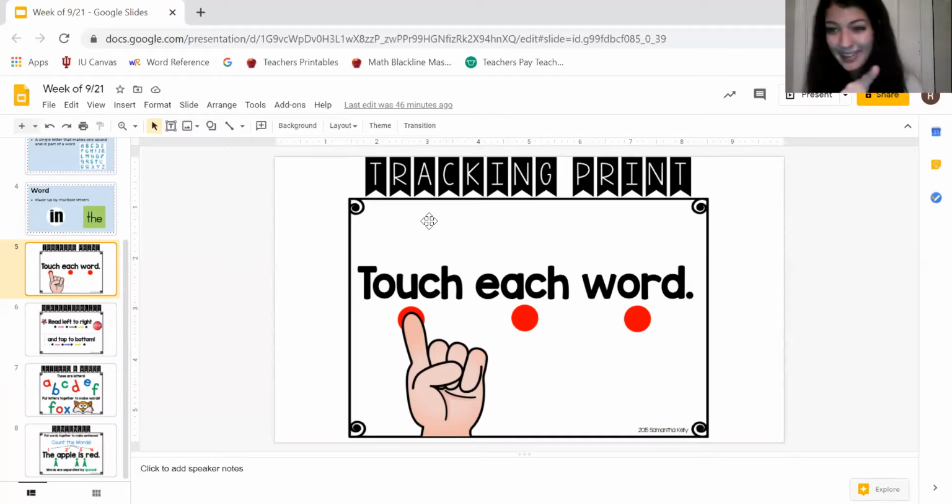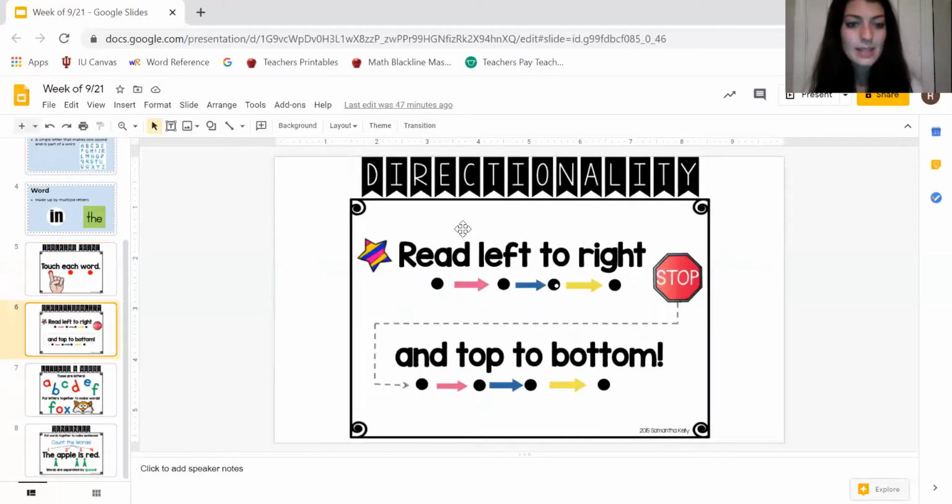No. Do good readers touch over the word? No. What about this? Do good readers touch under the word? Yes, you got it right. Good readers touch under each word so that we know which word we are reading and we can read it. Awesome. Let's look at our next one.